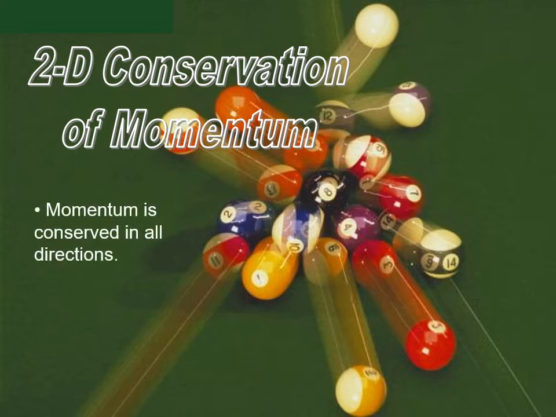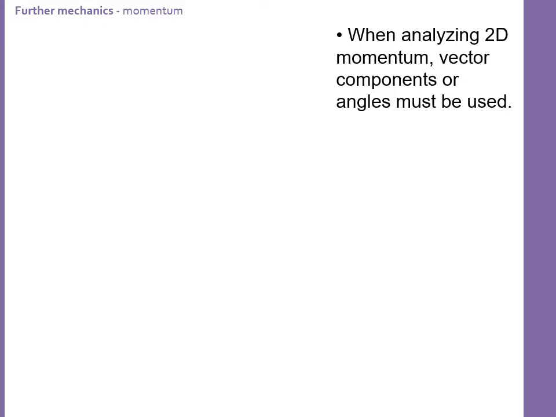This is a practical example of momentum. You can see it in snooker balls, and in bowling games, when some collision happens and the balls move in different directions. So if we particularly want to find the velocity of one ball, we have to consider both its x and y components. While analyzing two-dimensional momentum, you have to consider the vector components and angle.